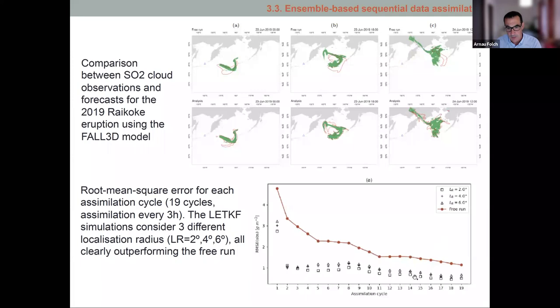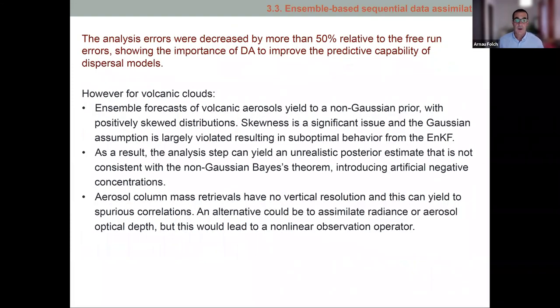And here, the results of applying this local ensemble transformed Kalman filter with different localization radius. This essentially is a parameter that controls the size of this local filter. So in general, what we find is that the analysis errors decrease by around 50% relative to the free run, that's without data simulation, when we do this type of ensemble-based sequential simulation.